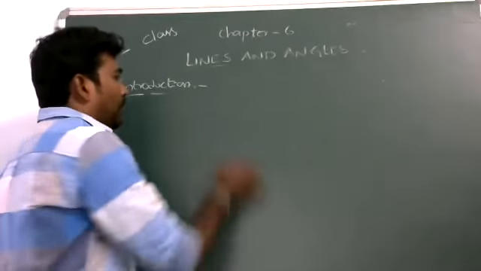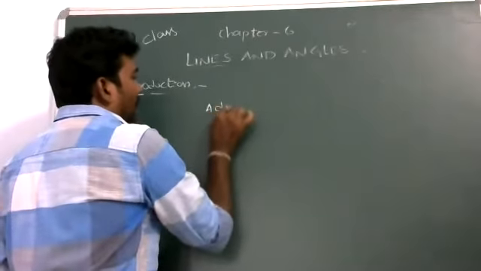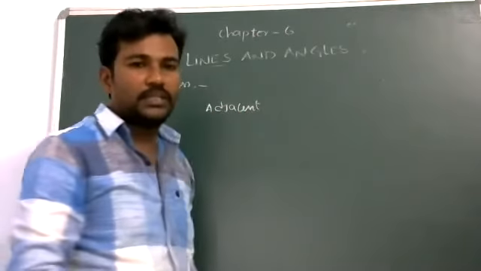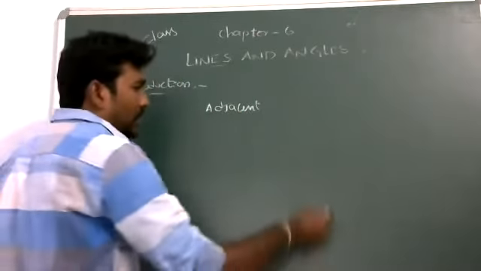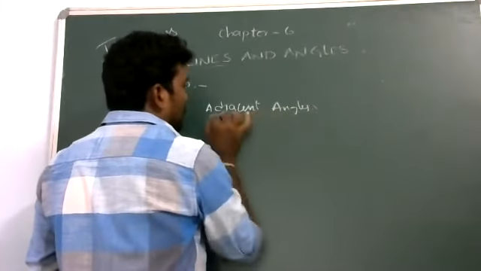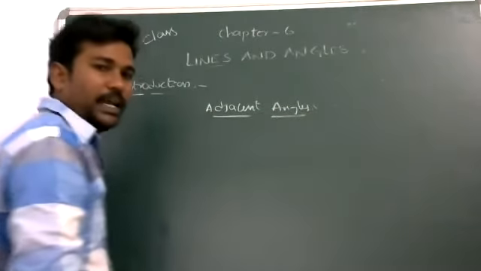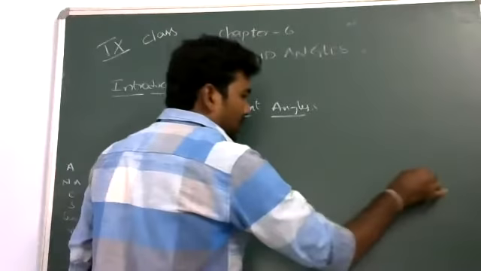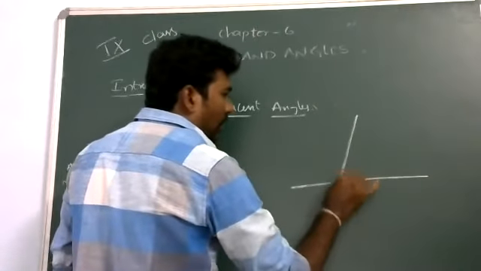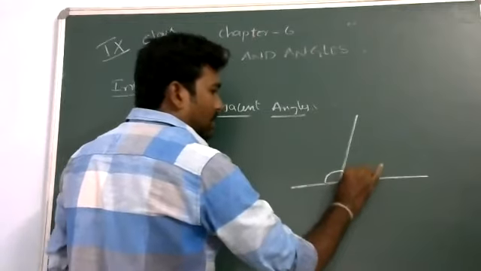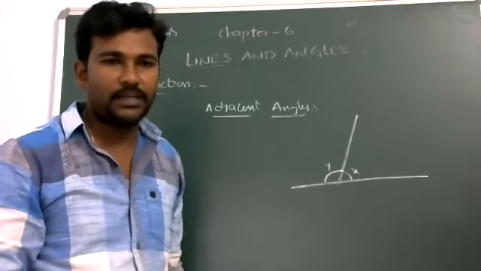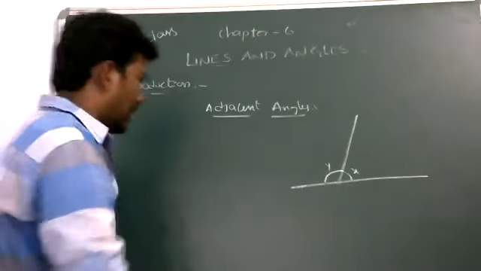So first of all, what is meant by adjacent? Adjacent means nearby, side by side angles. Here you can see adjacent angles. First one is adjacent angles. Adjacent angles means, suppose here you can see, these two are side by side only, x and y. So x and y are side by side angles. Then these two are adjacent angles.